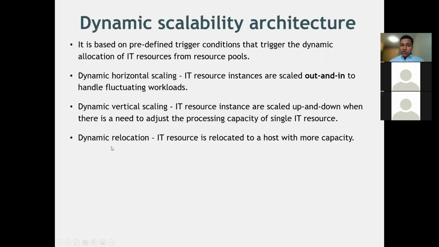Then there is dynamic relocation. It means that if a situation arises where one VM is faulty or not responding, or they are asking for vertical scaling, a relocation can be done dynamically from one VM to another VM, or from one resource to another resource. Like we asked for a 10 Gbps network connection, and now the need is 100 Gbps. So dynamic relocation of IT resources can also be done using this dynamic scalability architecture.